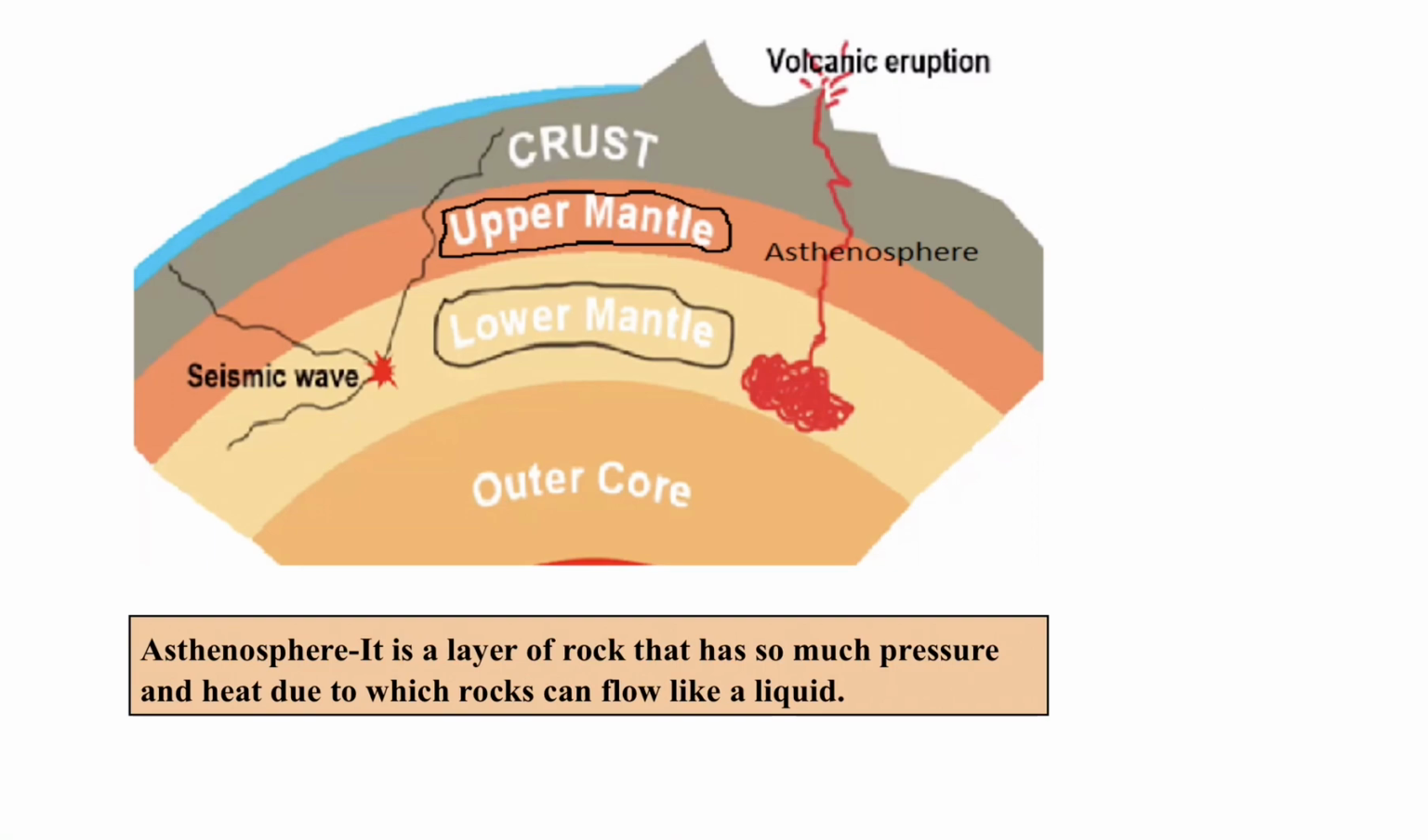Now in the upper mantle, a word is written, that is asthenosphere. So this upper mantle is also called asthenosphere. Why? Because astheno means weak, and due to its weakness the magma finds the way to reach the earth's surface during volcanic eruption. This red portion here means the molten magma, and this molten magma finds its way to reach the earth surface through the asthenosphere.